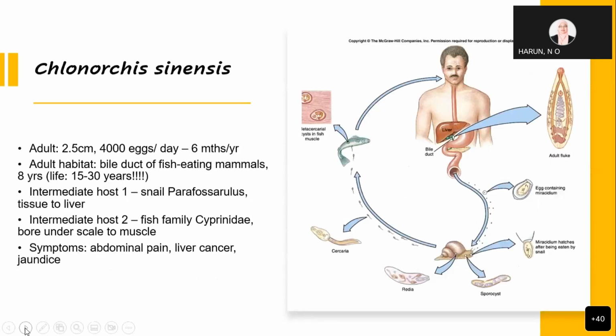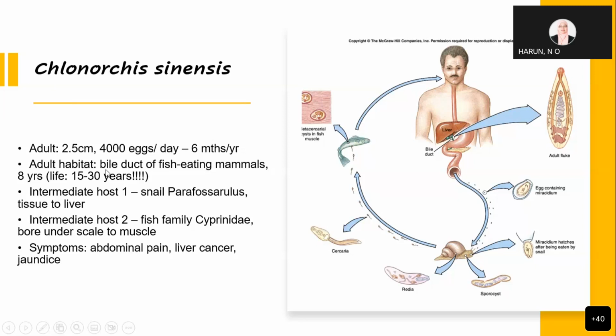Okay, for Clonorchis sinensis, the size is about 2.5 cm. It can release or produce 4,000 eggs per day for 6 months. Can you imagine how many eggs this particular Clonorchis sinensis can produce in 6 months?